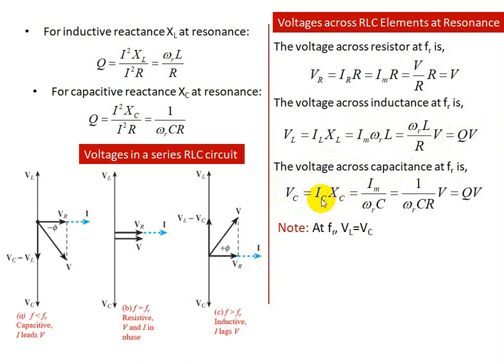Similarly, the voltage across capacitance at resonant frequency VC is IC into XC. Again, replace IC by IM and XC by 1 by omega R C. Again, replace IM by V by R. So we get the equation as 1 by omega R C R, and in the numerator we get V. So 1 by omega R C R is nothing but Q. So this can be written as Q into V. So if you see these two equations at resonance, both voltages are equal. This also Q into V and this also Q into V. So therefore, at resonant frequency, voltage across inductance will be same as voltage across capacitance.